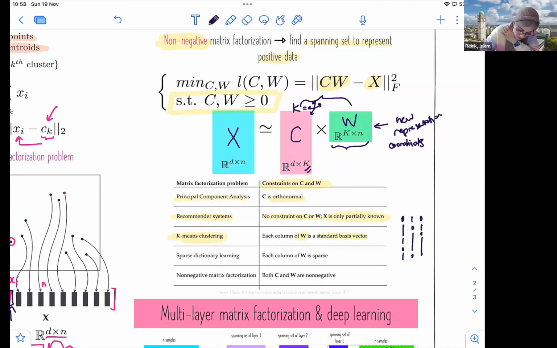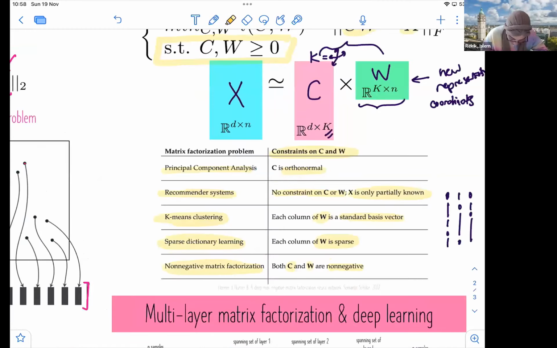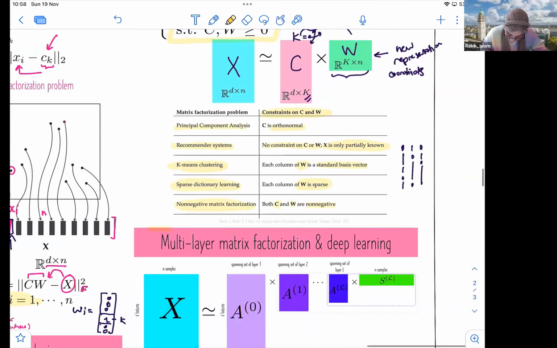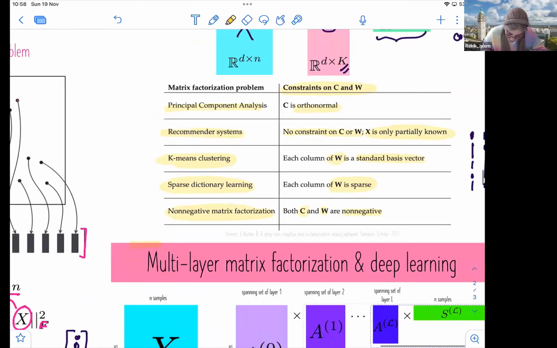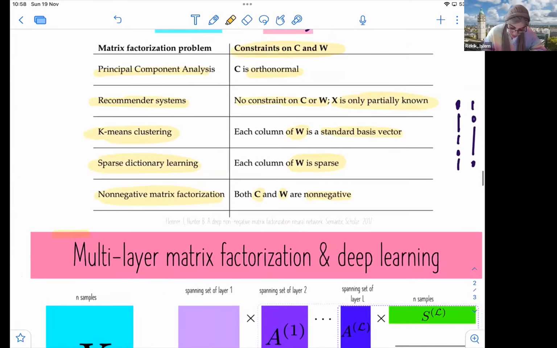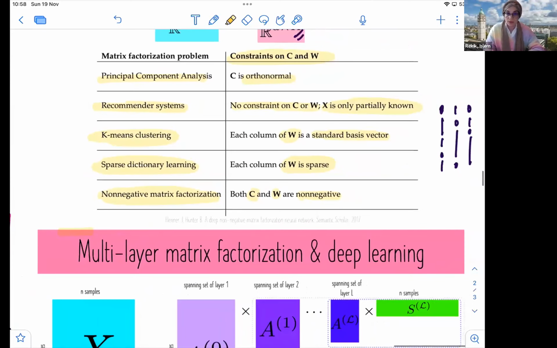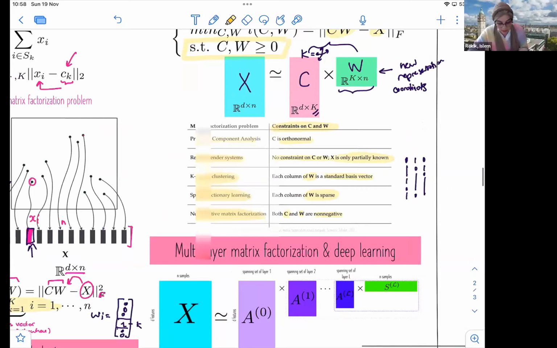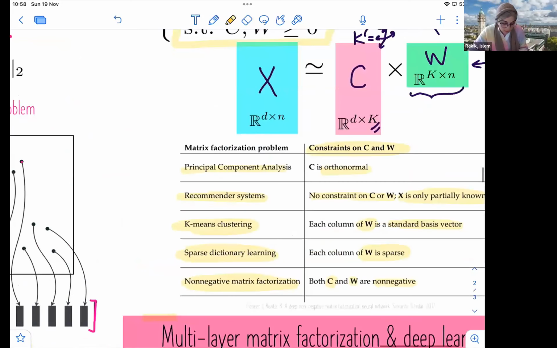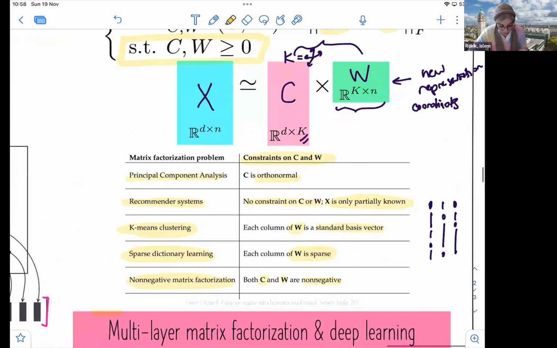All right. Sparse dictionary learning, or sparse learning, is where we impose sparsity over W. Non-negative matrix factorization, C and W are non-negative. And this is taken from a paper by Flanner in 2017. It's called A Deep Non-Negative Matrix Factorization Neural Network. The reference will also be provided, and you guys can read more about these different examples.